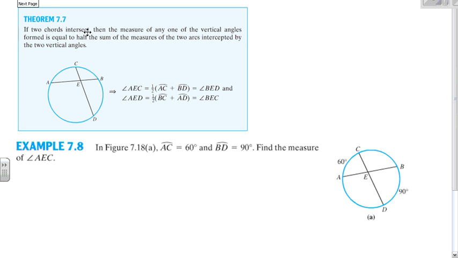Also, there's angles related to chords. If two chords intersect, the measure of the angle is half the measure of the arcs. So if we call that x and y, the measure of the angle formed by those two chords is 1/2 x plus y, or 1/2 AC plus BD.